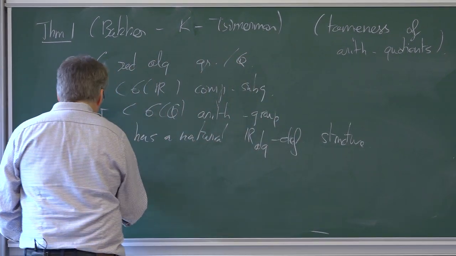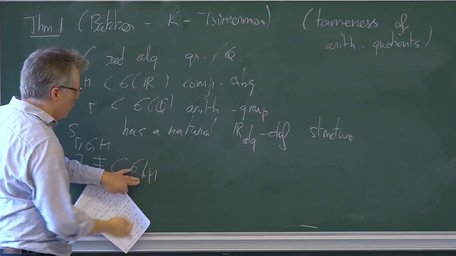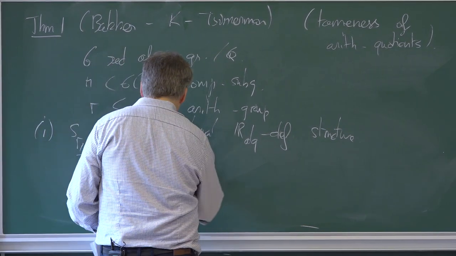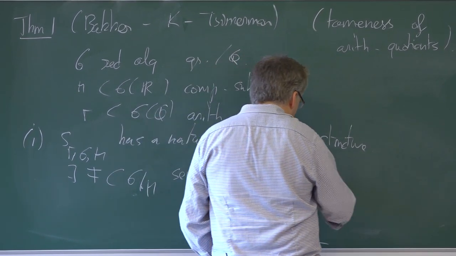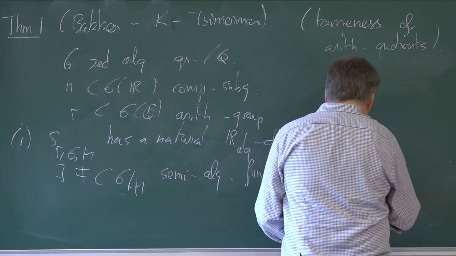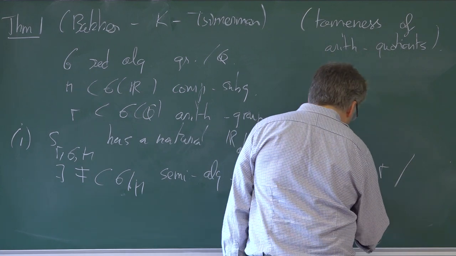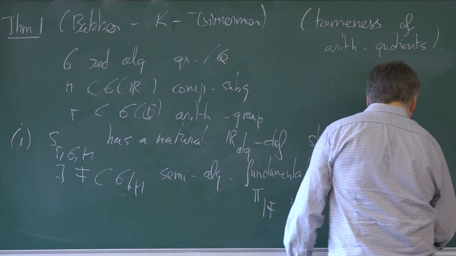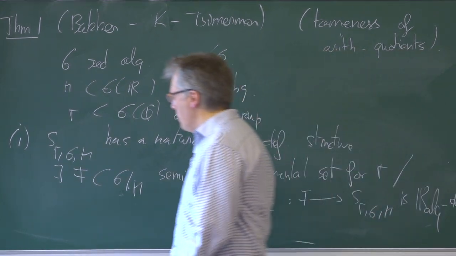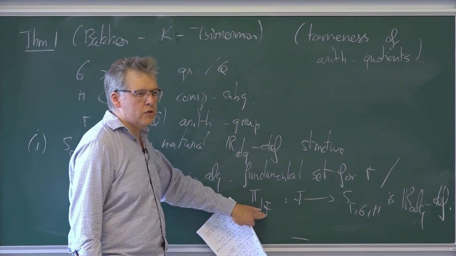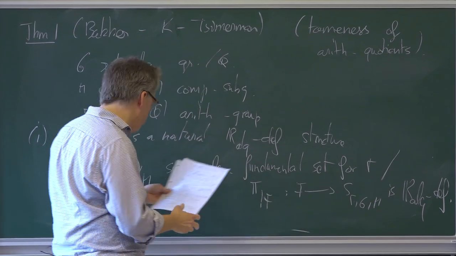And more precisely, there exists a fundamental set in G mod M. G mod M is always semi-algebraic. So there is a semi-algebraic fundamental set for gamma, such that the projection from this fundamental set to S gamma GM is R-alg definable. The full map cannot be definable because it is periodic under the action of gamma. But if you restrict yourself to a fundamental set, then it becomes definable.